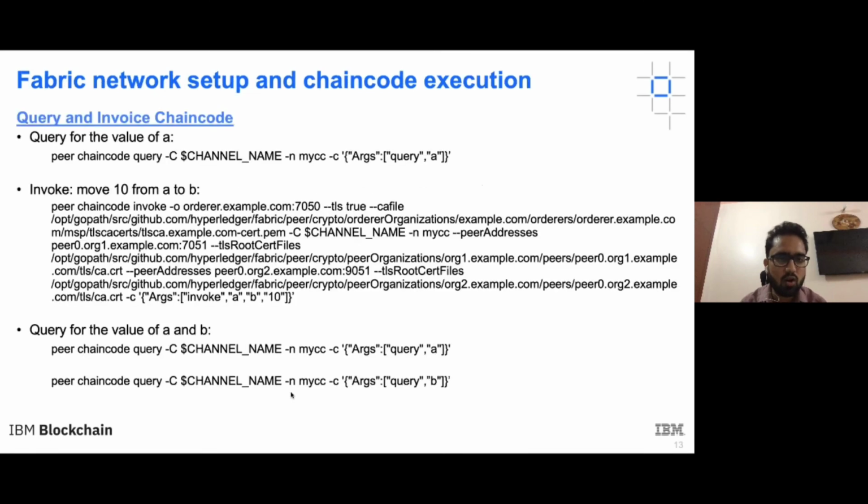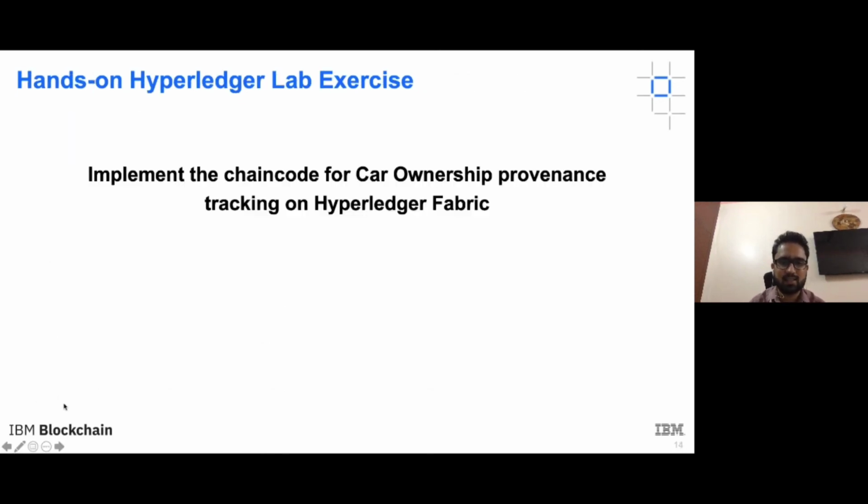So that's how you can create a setup for the Fabric network and create your own chain code in Go, Java, or Node.js, install the chain code on this network, instantiate it, and then perform all the actions that we performed. Just for that exercise, you can try implementing a simple chain code for car ownership provenance tracking.